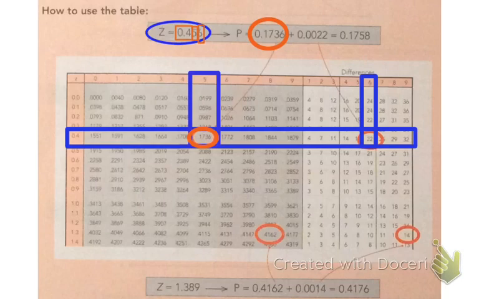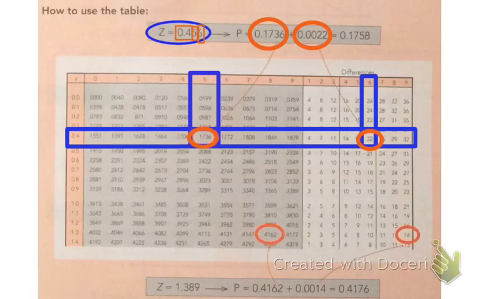And the last two decimal places there match, so it's 2 decimal places. So that's going to connect to the probability at the top. And so I'm going to add those two probabilities together. The probability is 0.1736, and add that difference of 0.0022 on, and that's going to give us our solution of 0.1758.